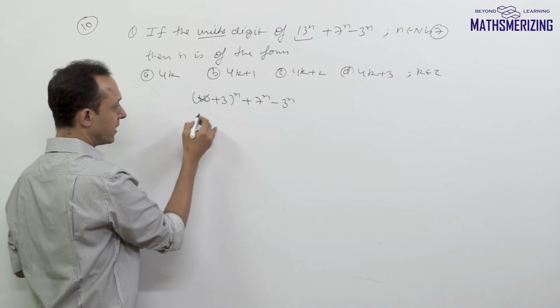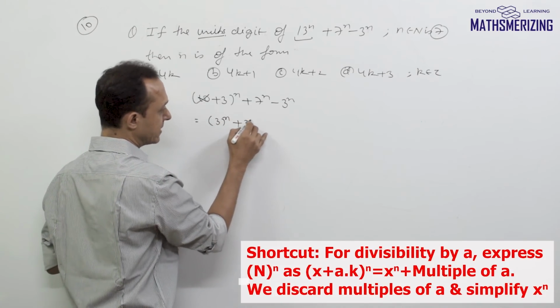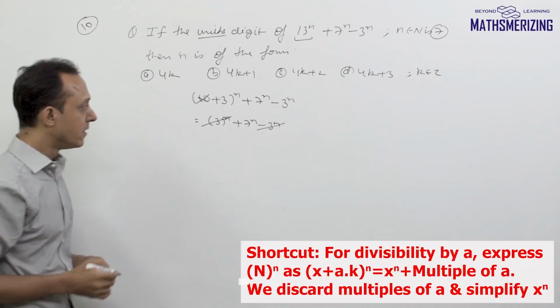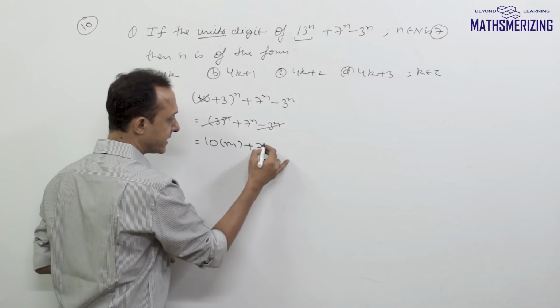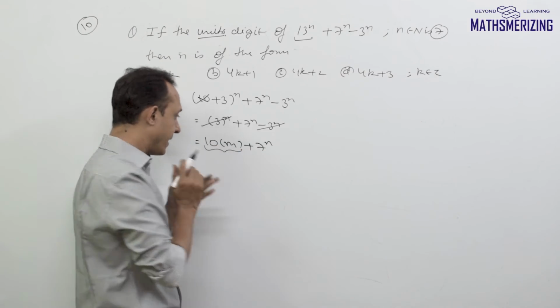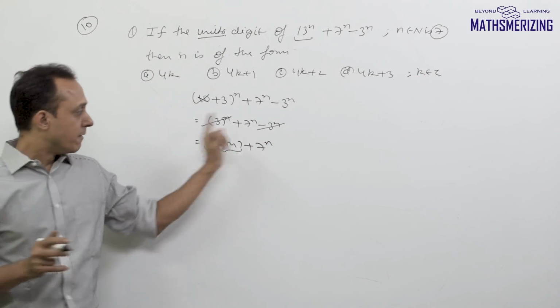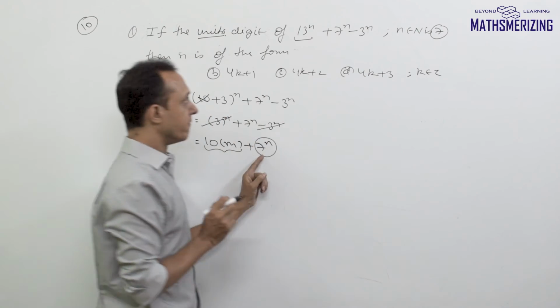Now if I'll use the shortcut, I'll get it as 3 to the power n plus 7 to the power n minus 3 to the power n. So I'll cancel. So I'll get some multiple of 10 and plus 7 to the power n. Now this multiple of 10, it doesn't change its units place. So I have to find the value of n so that its units place will be 7.